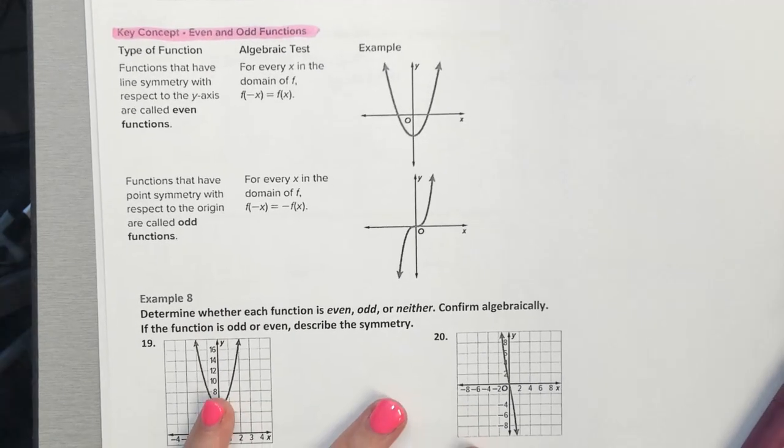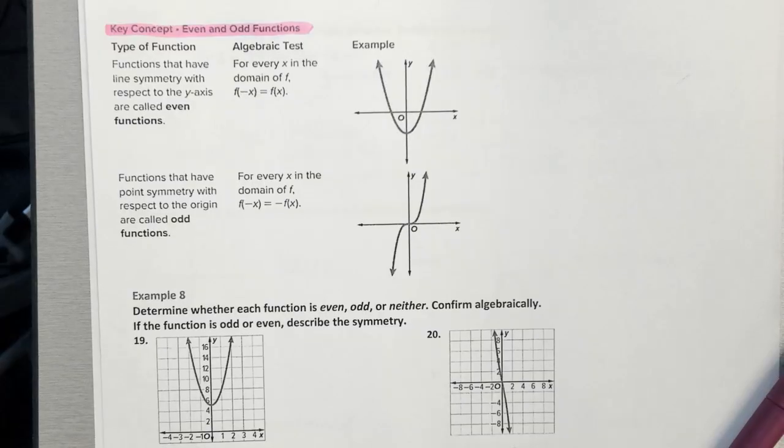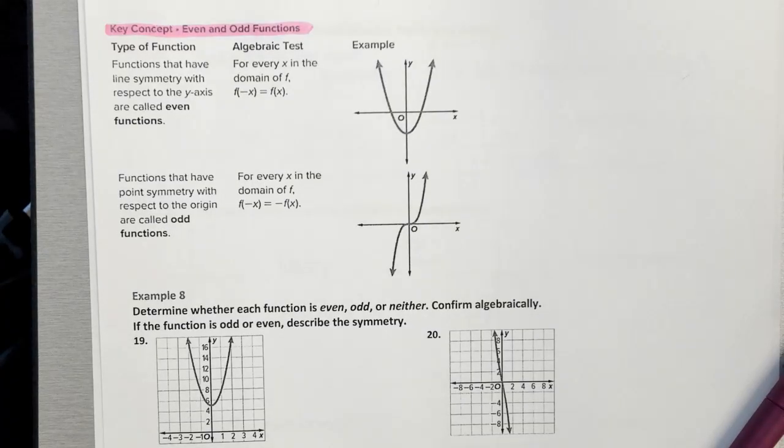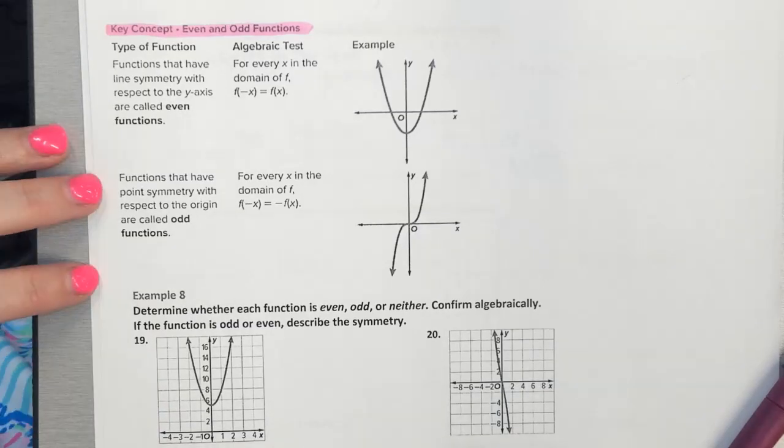All right, this is going to be the most complicated thing we're going to do today, but that really isn't saying much because I feel like today's been pretty light, right? Okay, so when you're determining whether a function is odd or even, the first thing you're going to do is see what kind of symmetry it has.